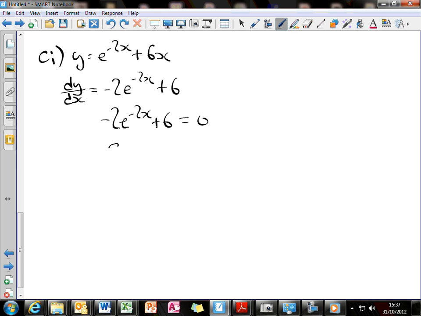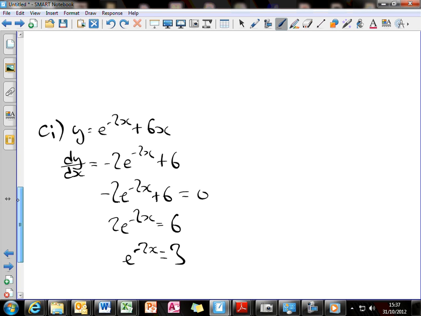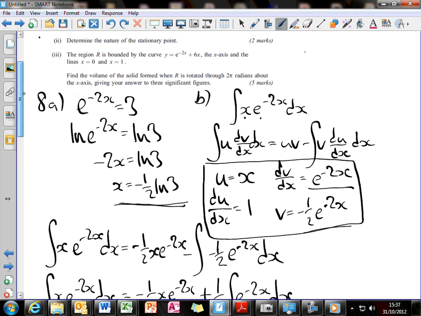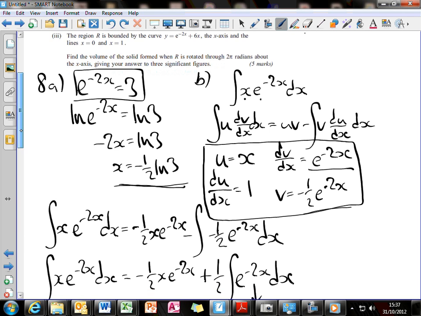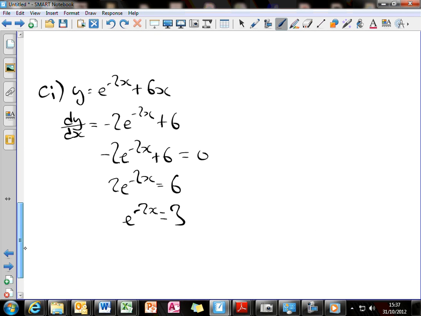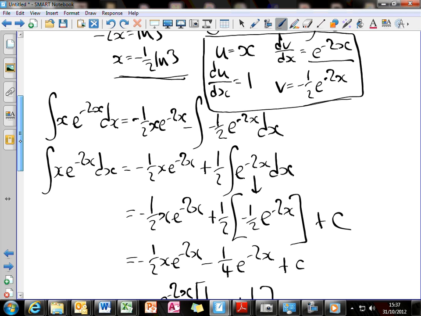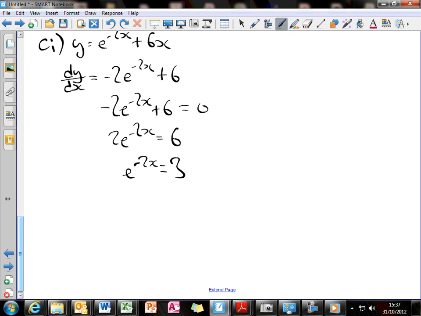So this is going to be 2e to the minus 2x equals 6. So e to the minus 2x equals 3. And we've already solved a similar problem to this. In fact, we've solved exactly the same problem as this. E to the minus 2x equals 3. That's what we solved earlier. That's what we're solving now. So I know that the answer is x equals minus a half ln 3. And that is going to be the x-coordinate of the stationary point.